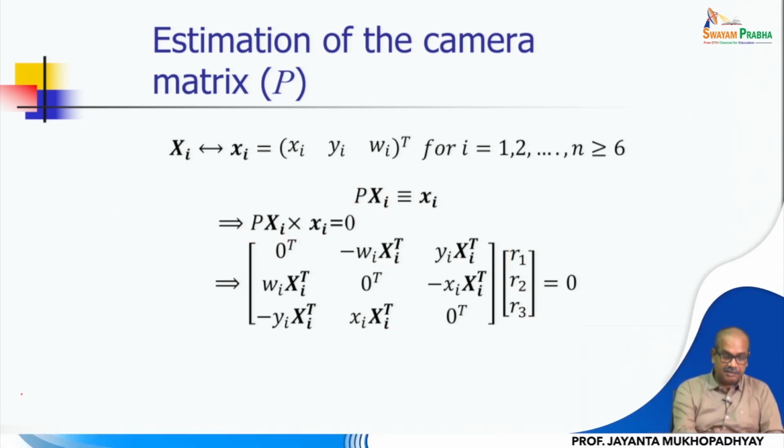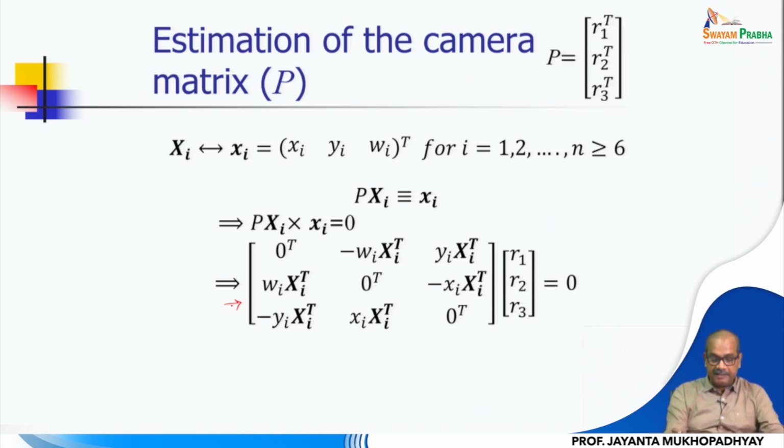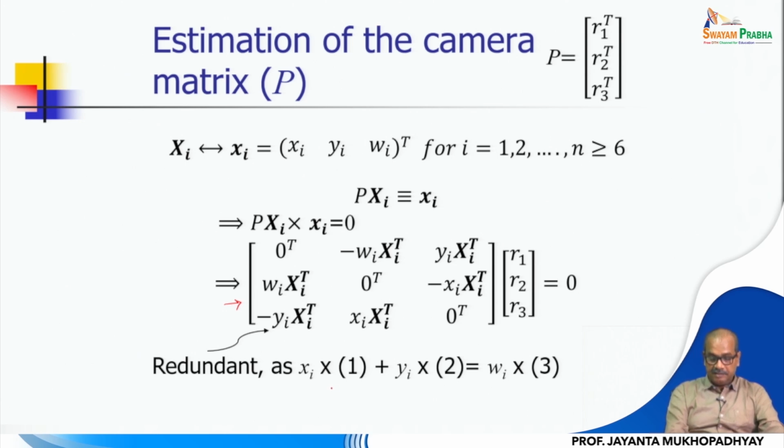So, now let us concentrate on this representation. You have three equations, but in this equation, if I multiply the first equation by xi and the second equation by yi, and then add them, you will get the third equation multiplied by wi. You will get the third row multiplied by wi.